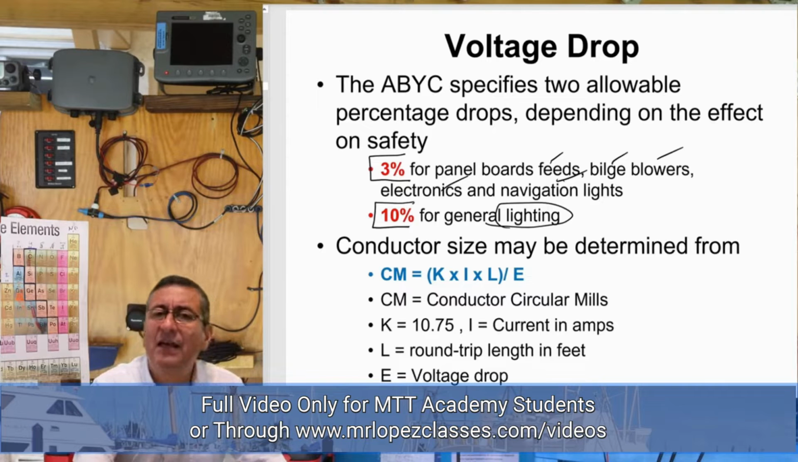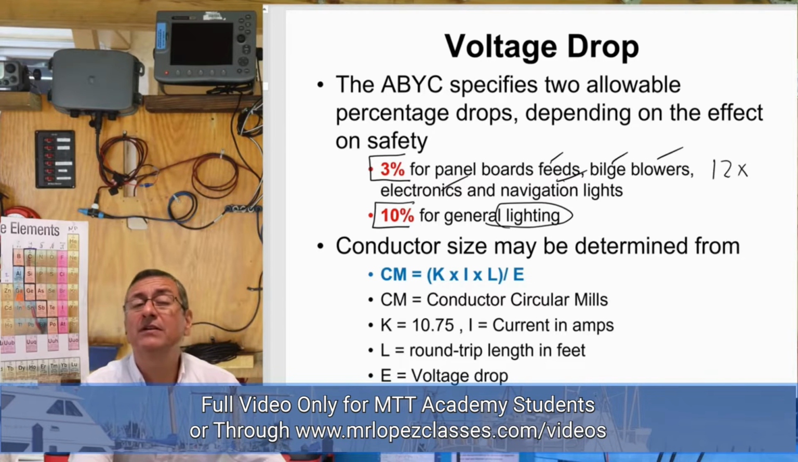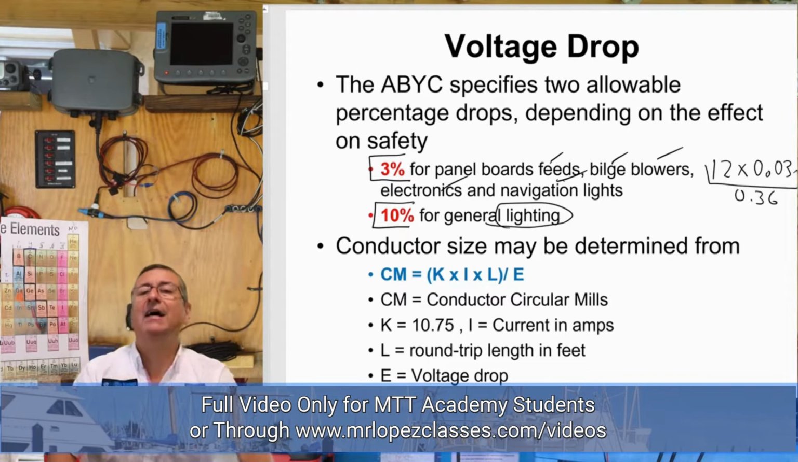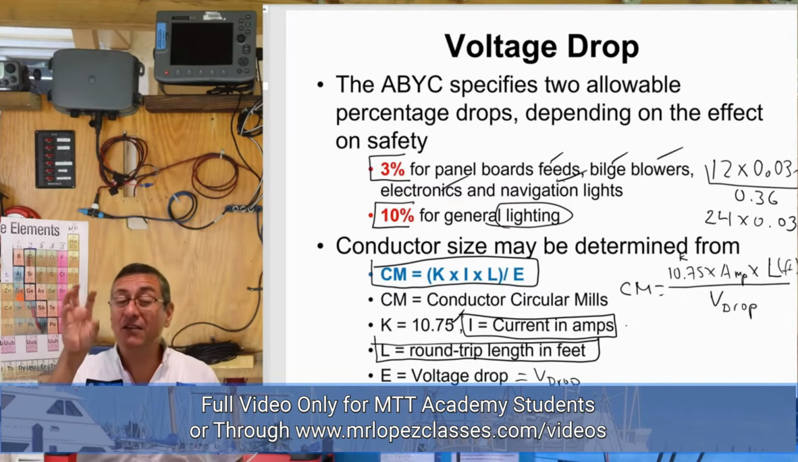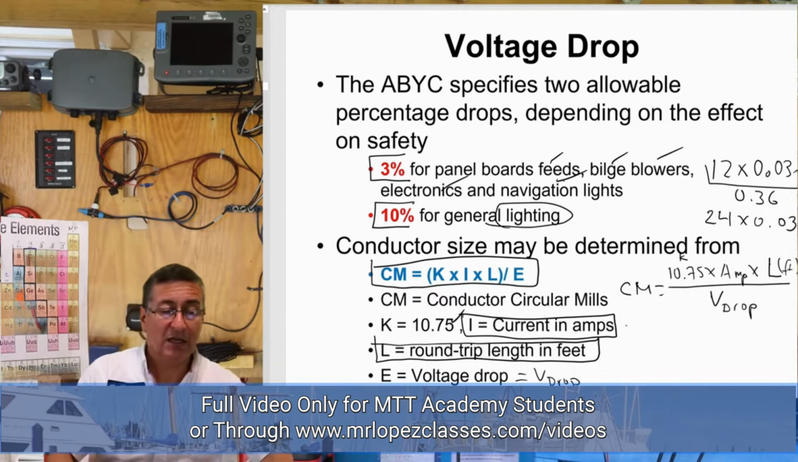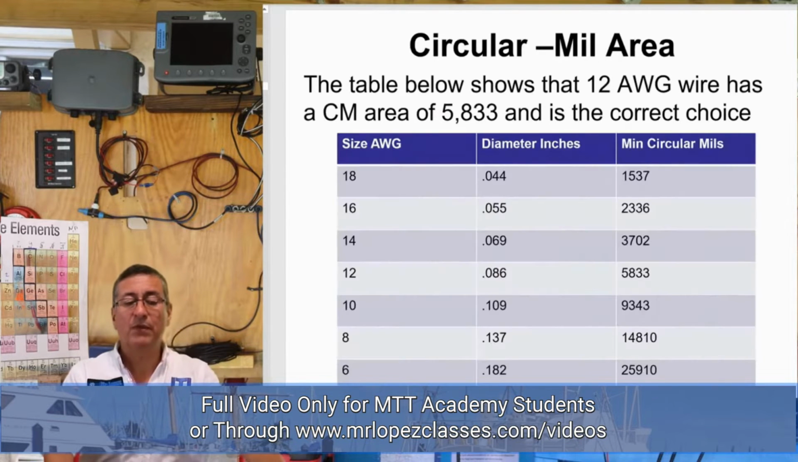It's 3% of the voltage. If it is 12 volts, it's 12 times 3%. How much is 12 times 3%? It's 12 times 0.03, and this is 0.36. That is the voltage drop. How much is 20% of 80? It's 80 times 0.2. Okay, now that value in circular mills, with that value you use this table.